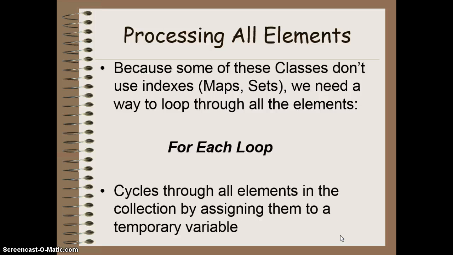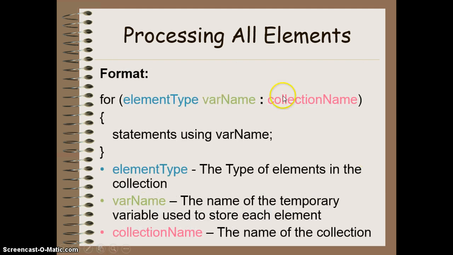So it can be difficult now that we're working with some things that don't have an ordered set of data. We don't have indices. Maps and sets don't use indices. We need to have a way to loop through all the elements. And we can do this by using a new type of loop called a for each loop. This will cycle through all the elements in a collection by assigning each of them a temporary variable. And it looks something like this.